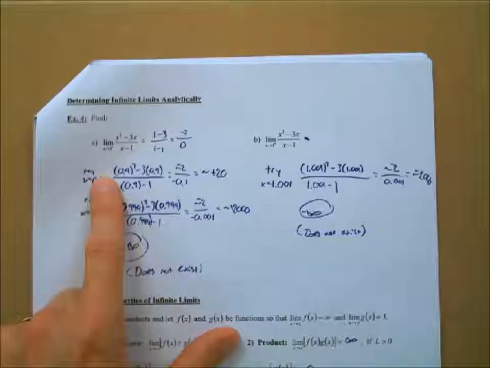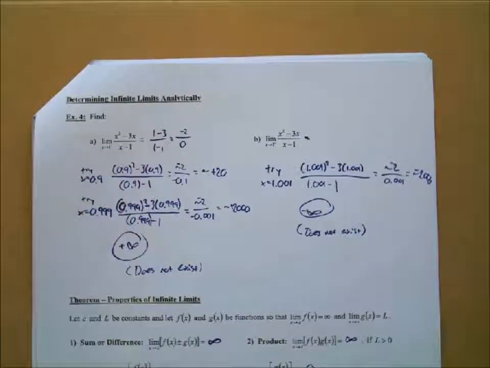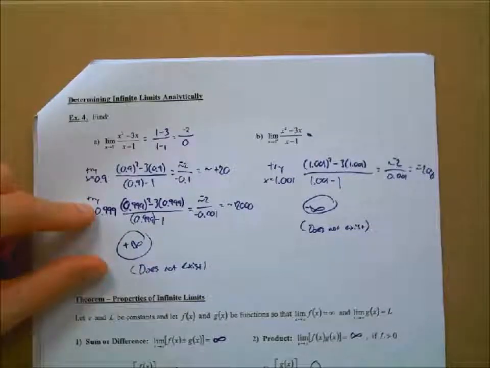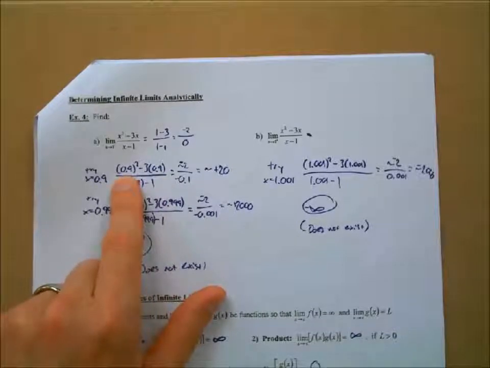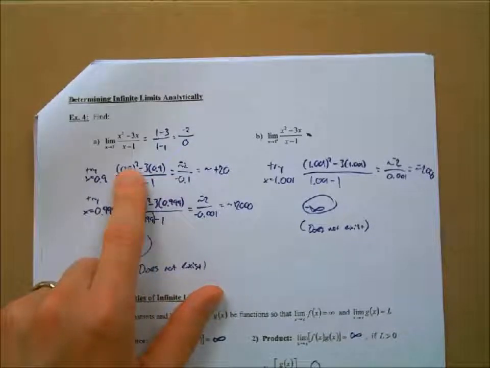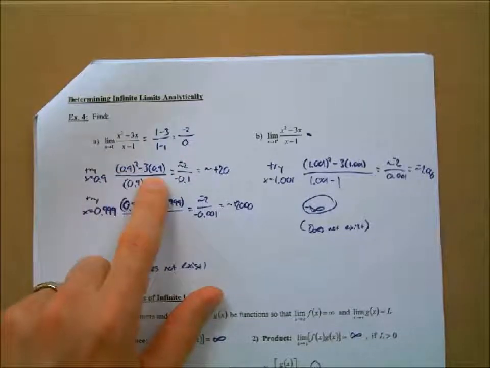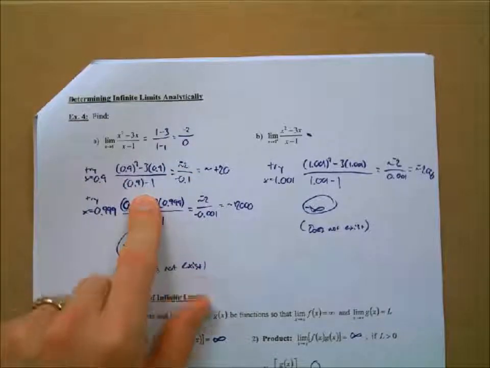But instead, we can try different numbers. We can basically do what we do with our calculators, where we approach using decimals that are closer and closer to our number. So from the left, that'd be 0.9, and I did 0.999. The numerator is always going to get closer and closer to negative 2. It's 0.9 squared minus 3 times 0.9. Both of these are pretty close to 1, so it's basically 1 minus 3, negative 2 approximately. But the denominator is where the interesting behavior happens, because 0.9 minus 1 is going to be negative 0.1.